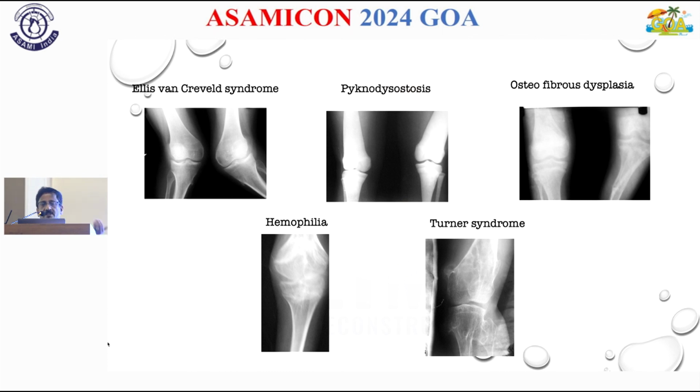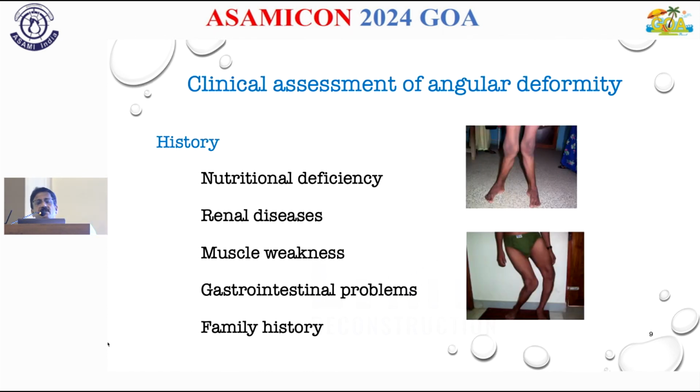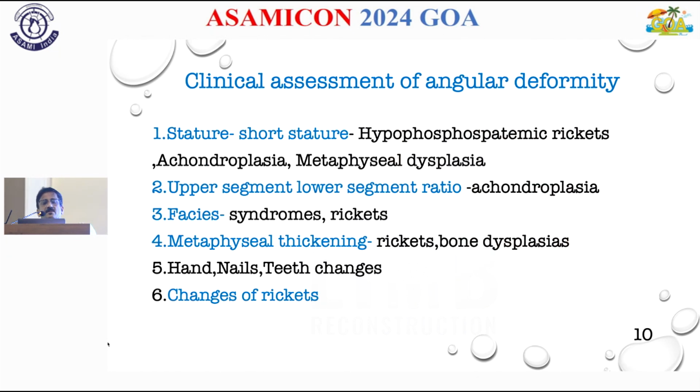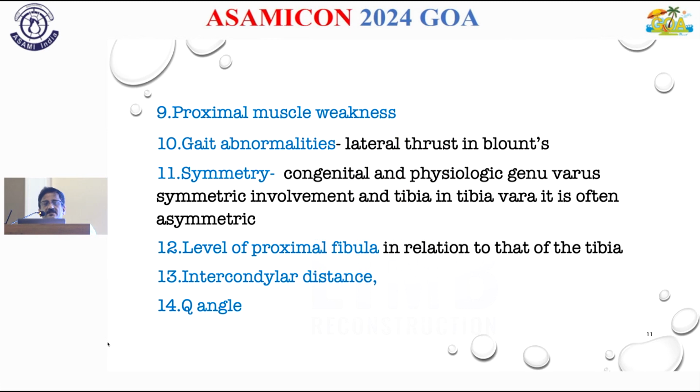In the clinical assessment, you would ask for history of any nutritional deficiency, renal disease, muscle weakness, gastrointestinal problems, and family history. We have to check the stature of the patient, whether it is associated with short stature, upper segment to lower segment ratio, facies, metaphyseal thickening, hands, nail changes, changes of rickets, proximal muscle weakness, gait abnormalities, whether involvement is asymmetrical or symmetrical, the level of the proximal fibula in relation to the tibia, intercondylar distance, and Q angle. You have to assess all these before you plan deformity correction.